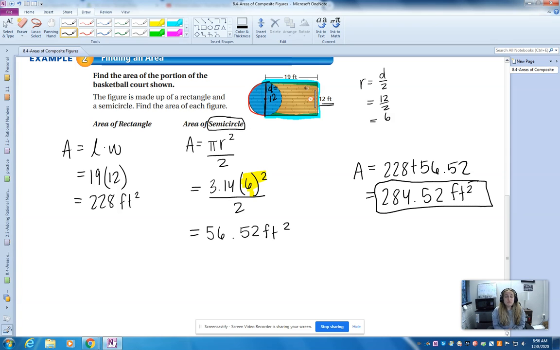Okay, that is 8.4. So that is it for chapter 8. Make sure you have all these notes down, and we will be doing the assignment soon.